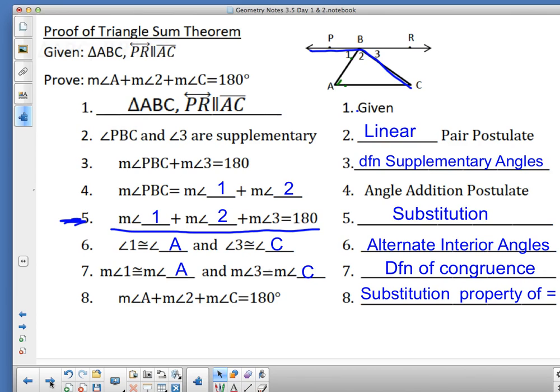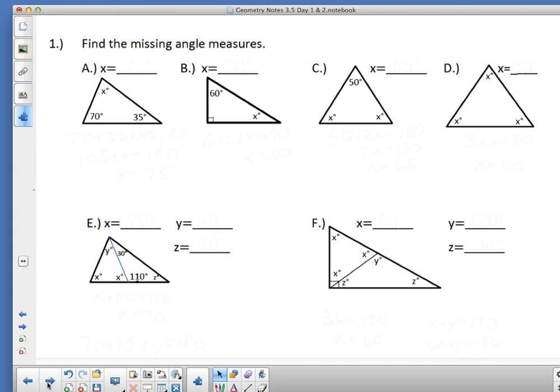That's objective 1, seeing a proof about the triangle sum theorem. Objective 2, properties of triangles and their sum. So as we go, here's the deal. Let's see what you know. I've got finding the missing angle measures.